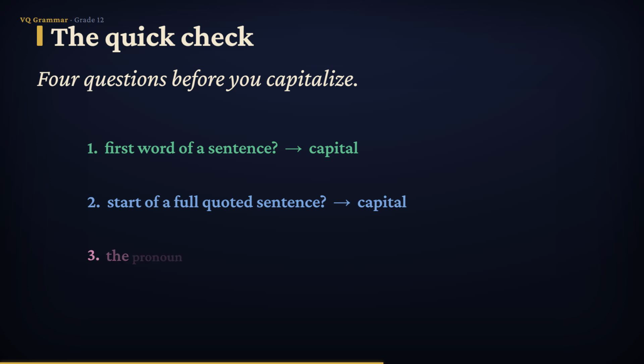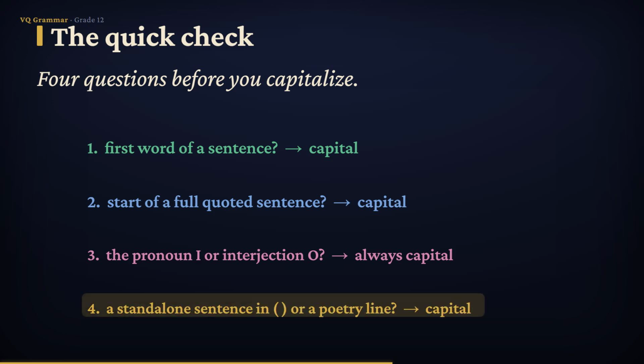3. Is it the pronoun I or the interjection O? Those are always capital, wherever they sit. And 4. Is it a complete sentence standing alone inside parentheses, or the first word of a line of traditional poetry? Capital again. Run those 4 questions and you'll catch nearly every position-based capital there is. Let's put them to work.